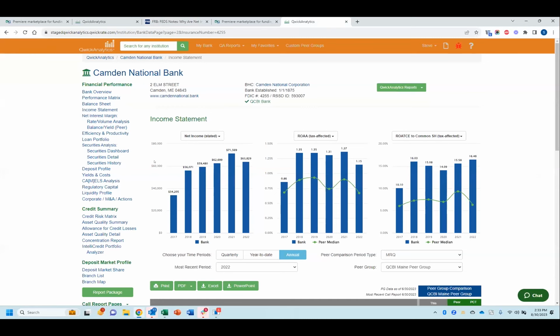Now, changing gears for just a second, we've had a lot of requests over time for some help in defining ratios.